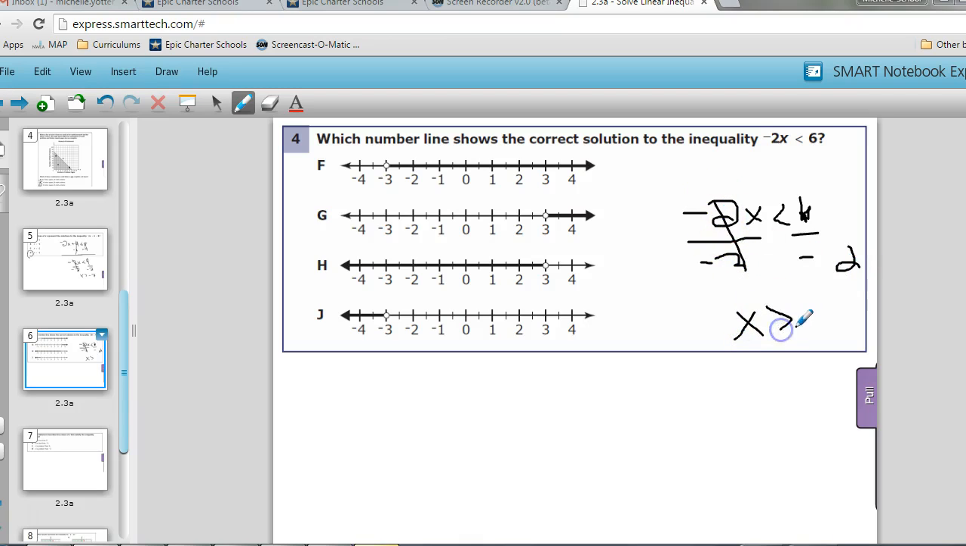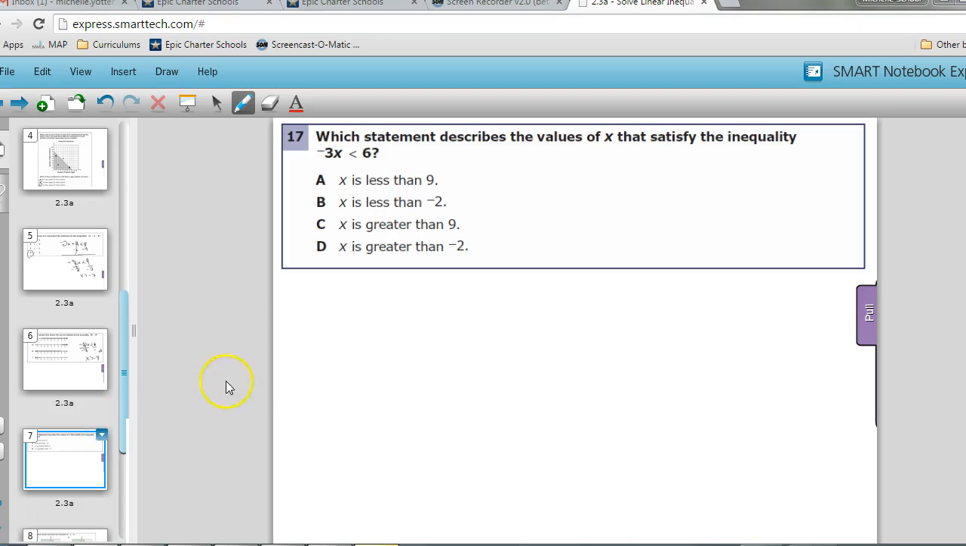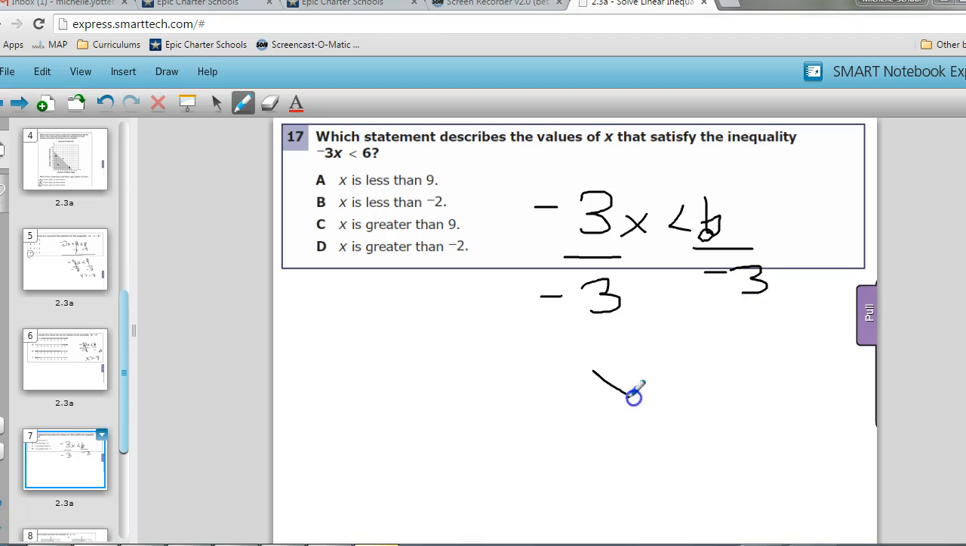X, we have to flip the sign, is greater than negative 3. Okay, and that is F. Which statement describes this? So you're just going to have to solve once again. Okay, divide by -3. We're dividing by negative. Anytime we multiply or divide by negative, we have to flip our sign. Okay, so we get x is greater than -2, and that is D.